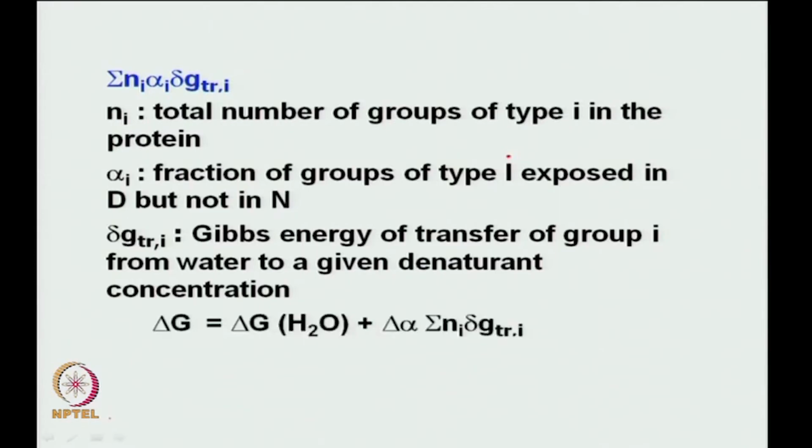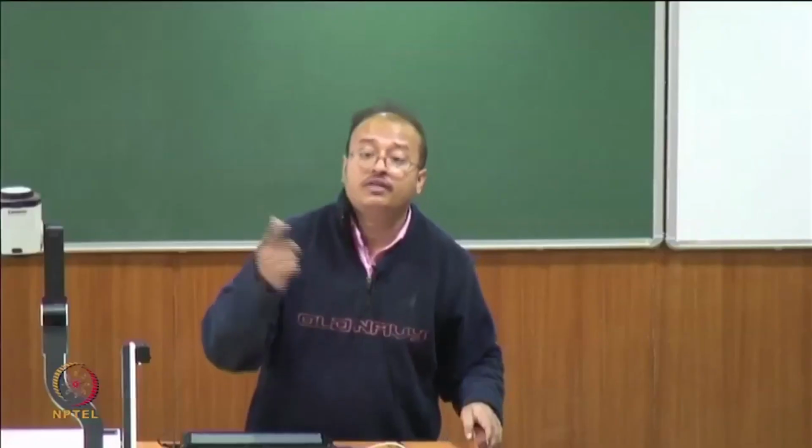Now, you can do a simplification, well, let us not go into that, but what it just says is delta G is equal to delta G H2O plus delta alpha Ni delta G Tri. So, delta alpha means whatever change in exposure you have, it is not that much dependent upon the denaturant, so that delta alpha can be brought out of the summation, that means it is essentially a constant. Ni is the number of groups, that is fine, but the key issue is your free energy of transfer. So, if you somehow manage to relate this free energy of transfer to the concentration of the denaturant, then possibly you can relate it to the linear extrapolation method.